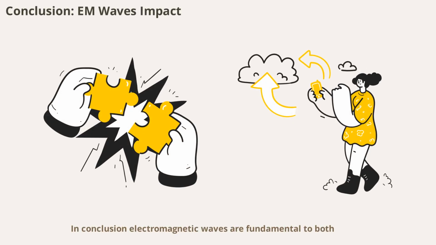Conclusion: electromagnetic waves are fundamental to both the natural world and human society. From enabling communication and medical advances to shaping our understanding of the universe, EM waves are truly remarkable. By mastering the concepts in this chapter, you gain a deeper appreciation for the science that powers our modern world and the endless possibilities that lie ahead.